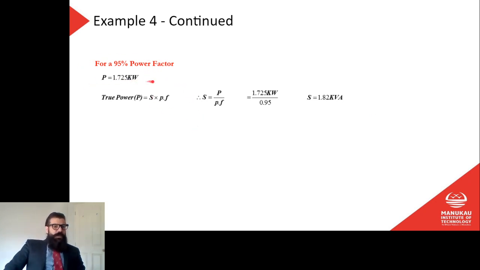So for a 95% power factor, my true power is 1.725 kilowatts. That's not going to change. What I want to change is the ratio of true power to apparent power, because that's my power factor. So I would work out this equation again for apparent power with a power factor of 0.95. That's what I want. So 1.725, that's power, divided by the power factor 0.95 equals an S of 1.82 kilovolt amp. So that's what I want my apparent power to be, to give me that 95% power factor.